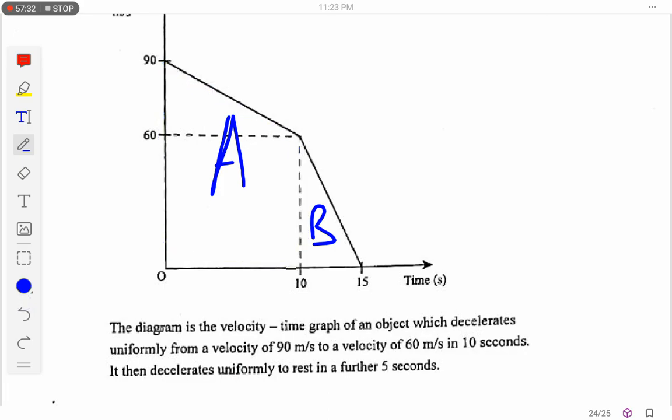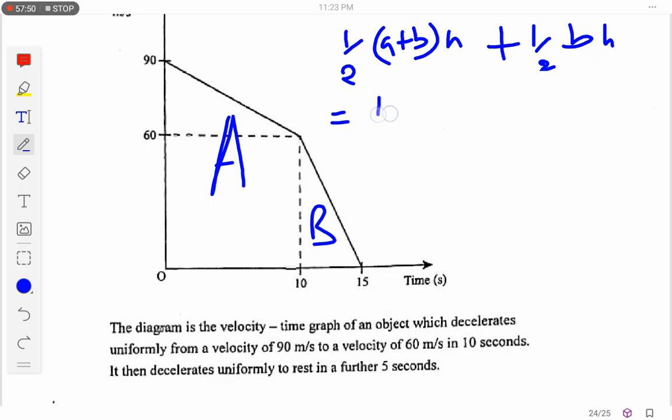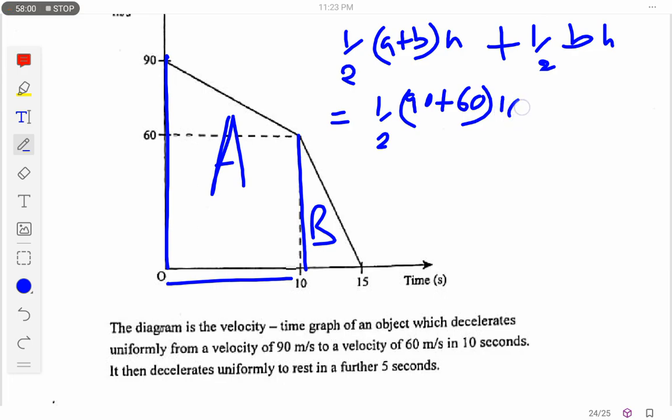This is a trapezium, so you can say the area of a trapezium is half A plus B times H there. Then area of a triangle is half base times height. So this is going to be equal to half this one, 90 plus the 60 here, times H, which is 10 here. That's for the trapezium, plus half for the triangle, 5 here, times height 60.